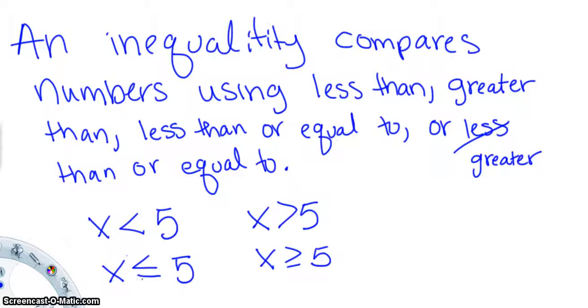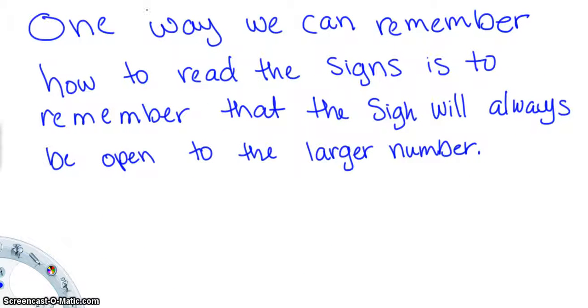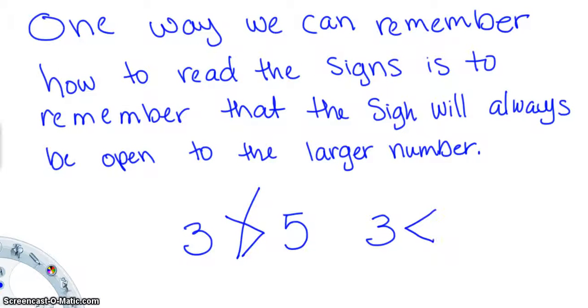Notice that none of these say that it is only equal to, and that's where we get an inequality, remembering that equalities would be equal to. One way we can remember how to read the signs is to remember that the sign will always be open to the larger number. So if we have 3 and a sign and 5, 3 is greater than 5 would not be true. So we would look at it again. We would say 3 is less than 5. Now it's open to the 5, pointing to the larger number.